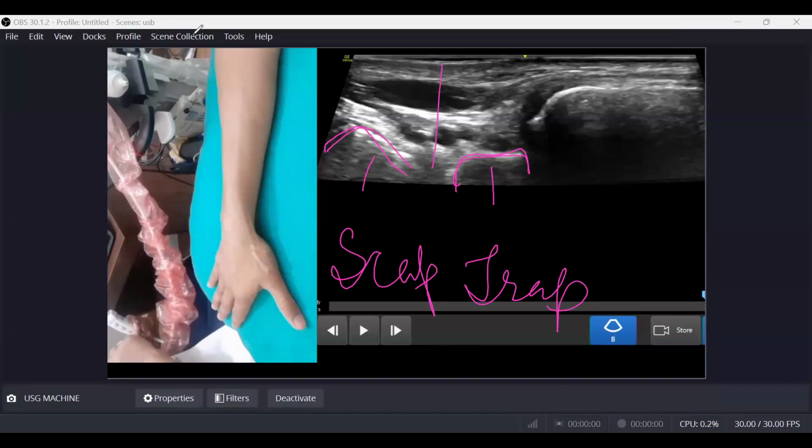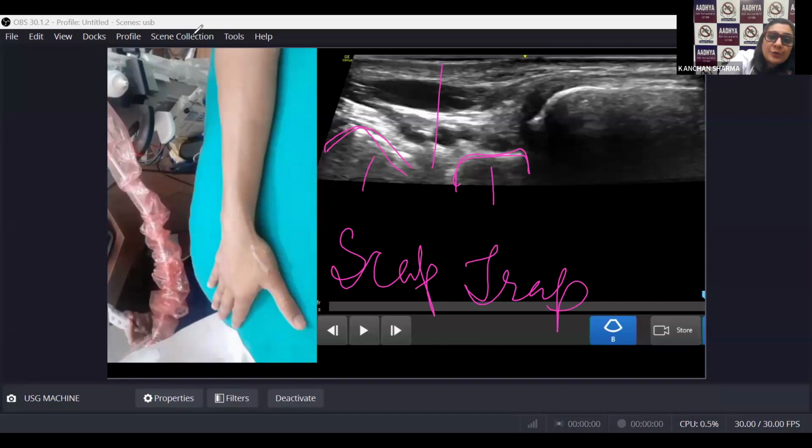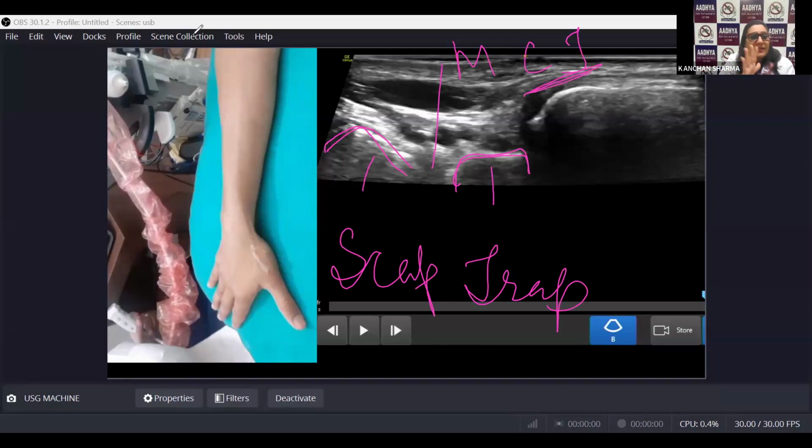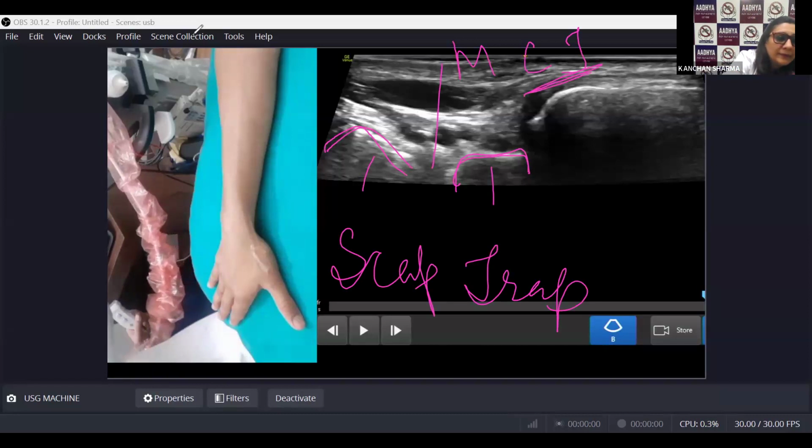Anybody? Mid-carpal joint. Mid-carpal joint. Very good. So it becomes the mid-carpal joint. Now, this is a carpal bone. Okay, this is also a carpal bone and it is in the center. That's how you have to remember.